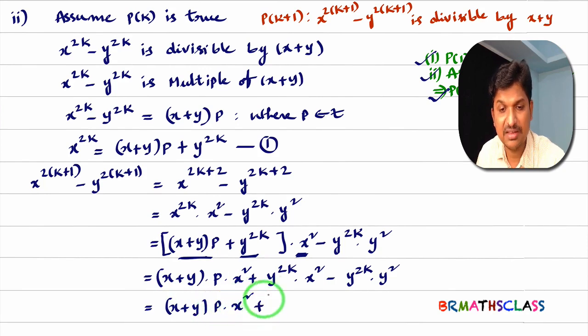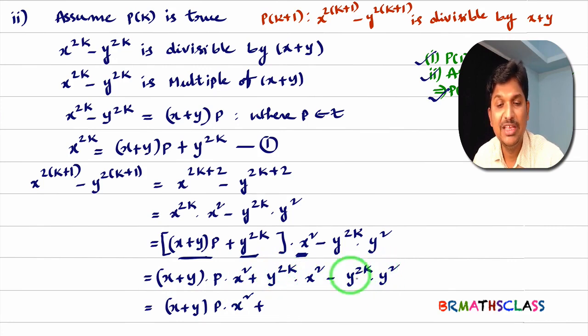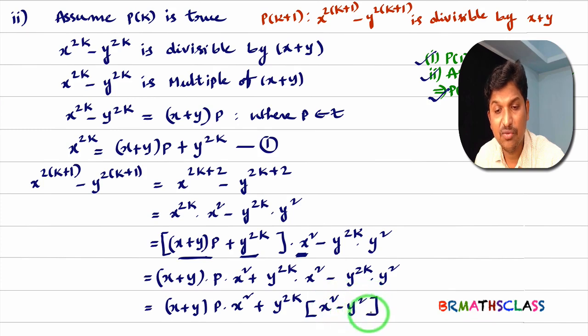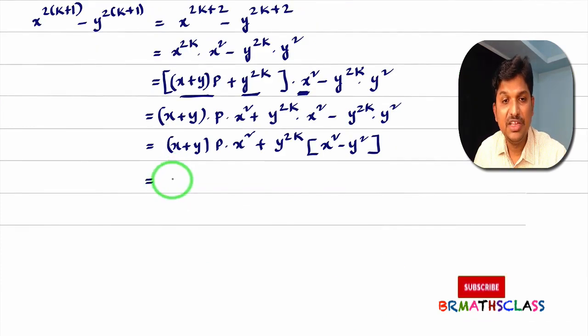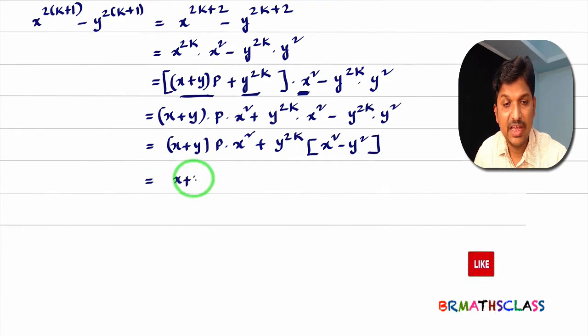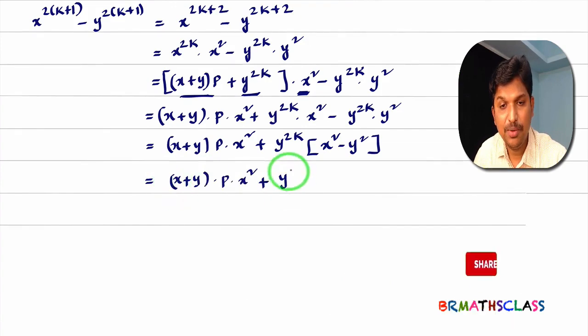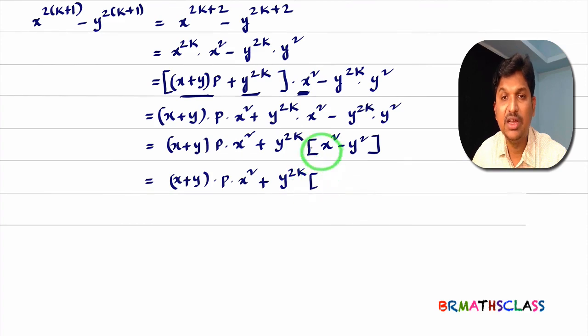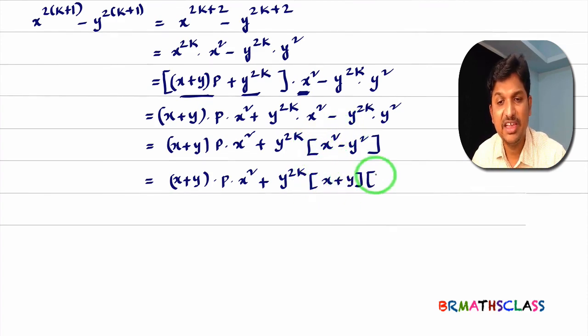You observe these two terms. In these two terms, what can we take common? You see here, y power 2k is there. You see here also y power 2k is there. So I can take y power 2k common. What is remaining? x square minus y square. You see, I'll simplify this further. We will see what I'll get. x plus y into y power 2k into, you look here, this x square minus y square can be written as x plus y into x minus y.